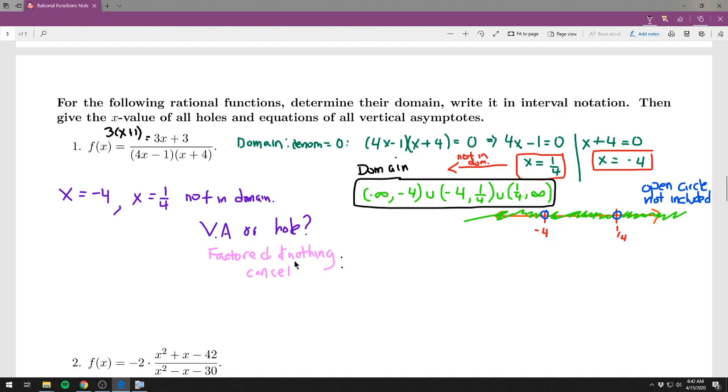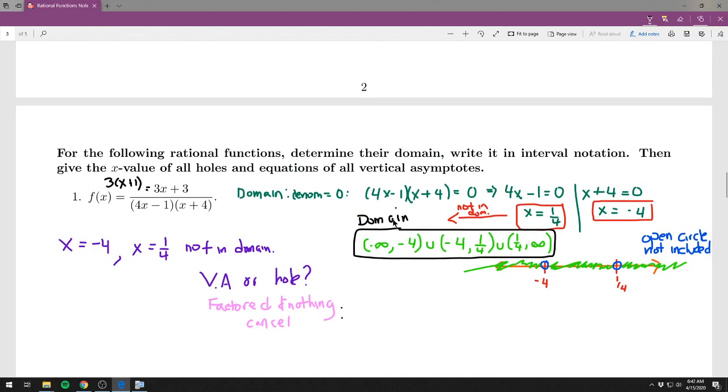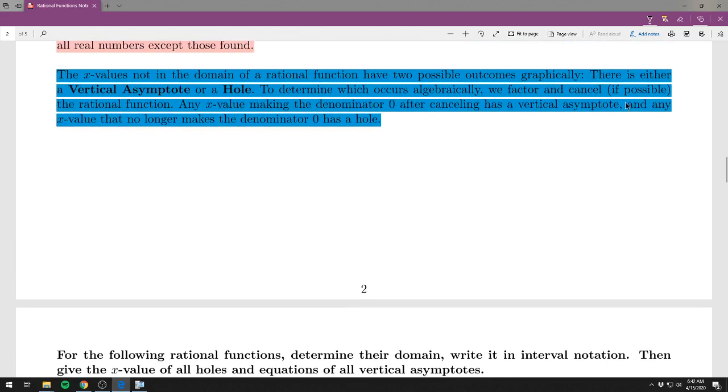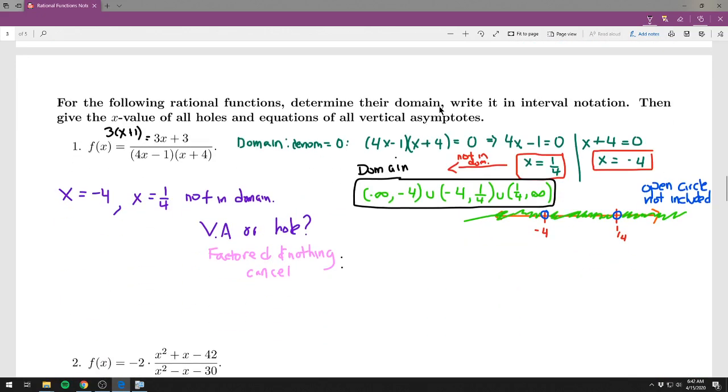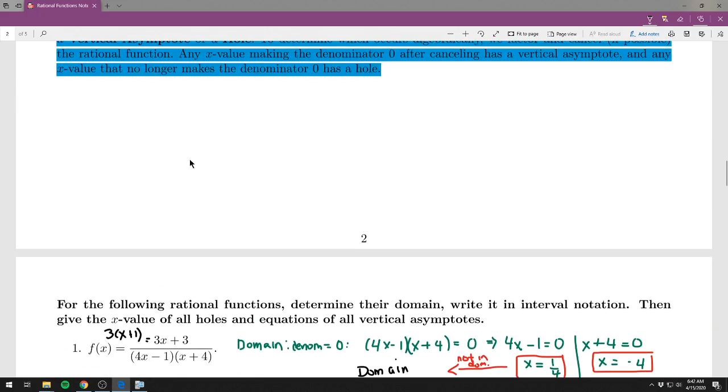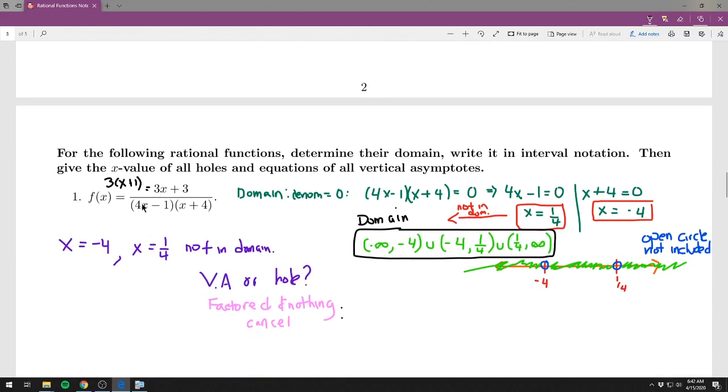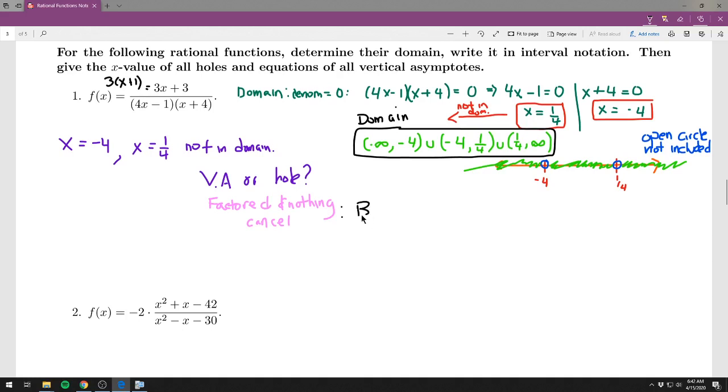So nothing cancels. What that means, once again, we'll go back here to remind you, any x value that still makes the denominator 0 after canceling has a vertical asymptote. What still makes the denominator 0? Well, both of them, because they didn't cancel. Let's go ahead and write that. Both still make the denominator equal 0.